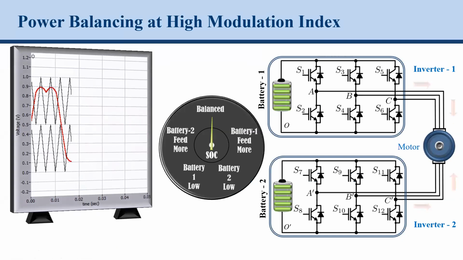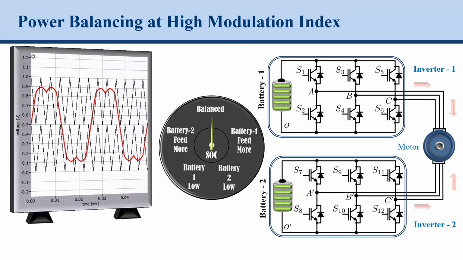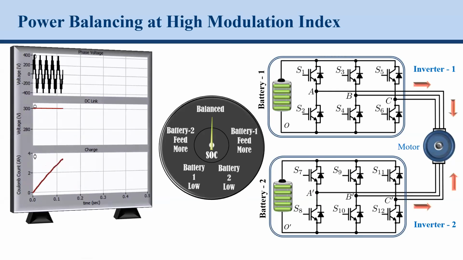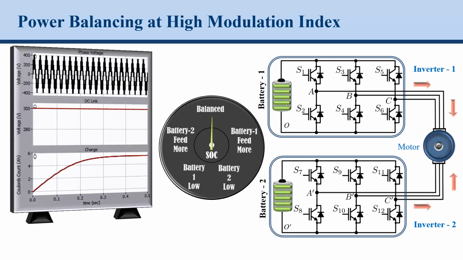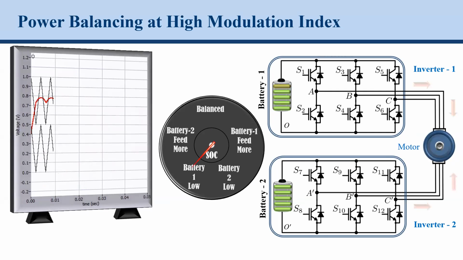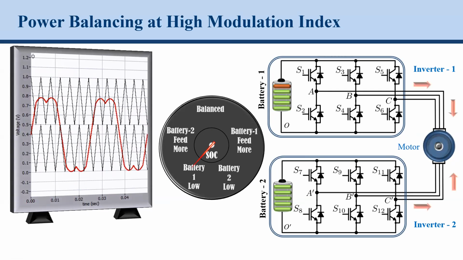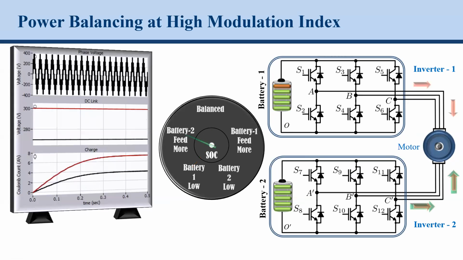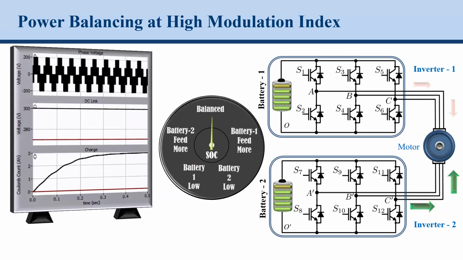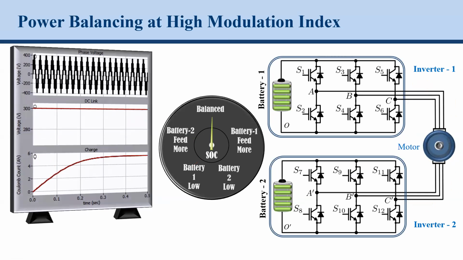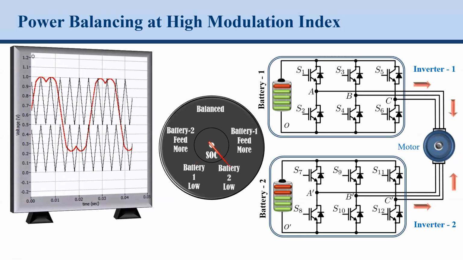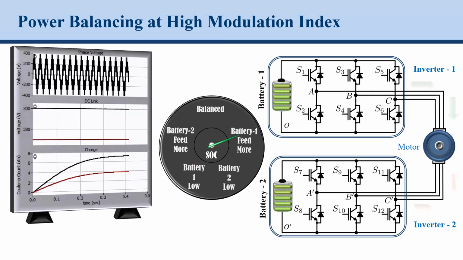For higher modulation index, you can see the modulating wave is higher, both are balanced, equally sharing the load. And you can see the multi-level output waveform on the side scope. When the battery 1 is low, you can see here more power is being fed from the battery 2 compared to battery 1. And again, of course, when you feed more from 2, it will also get discharged. Now the battery 2 is also lower, battery 1 will be feeding more power, but eventually they get balanced.